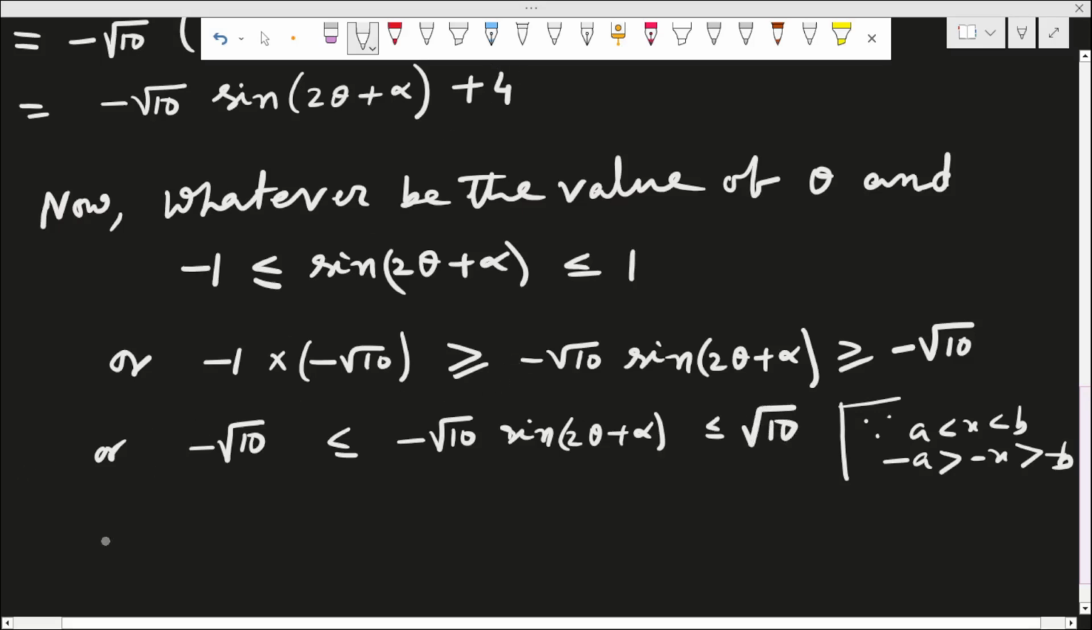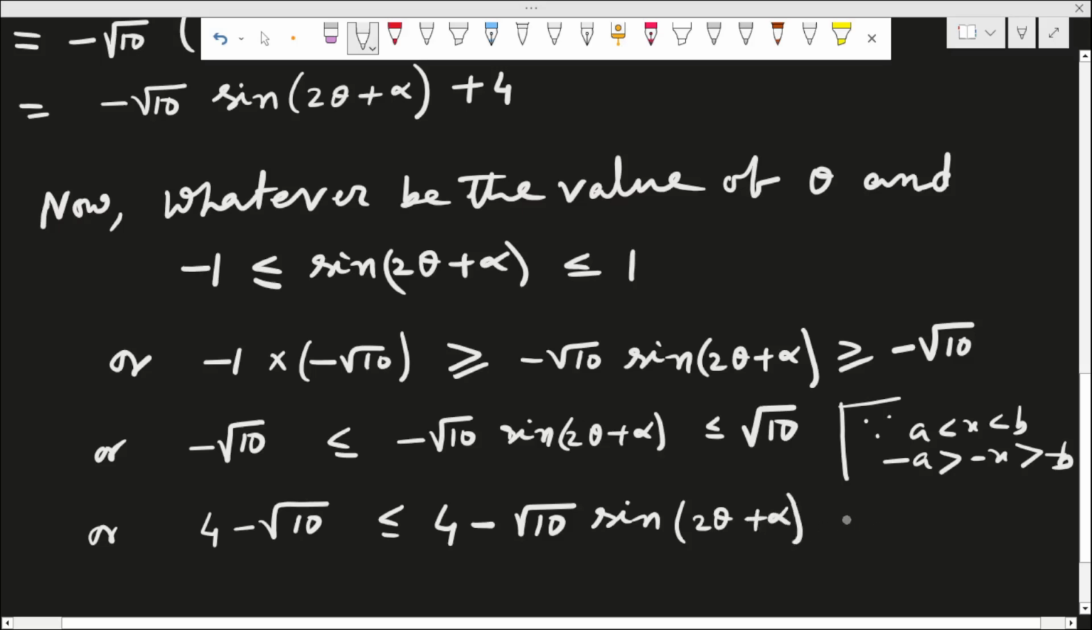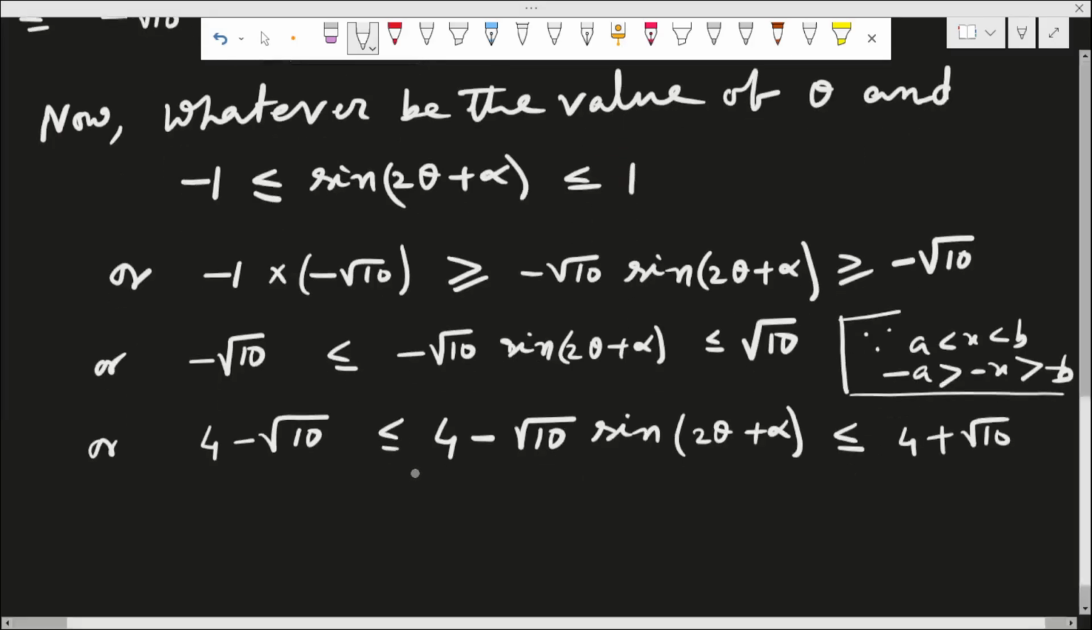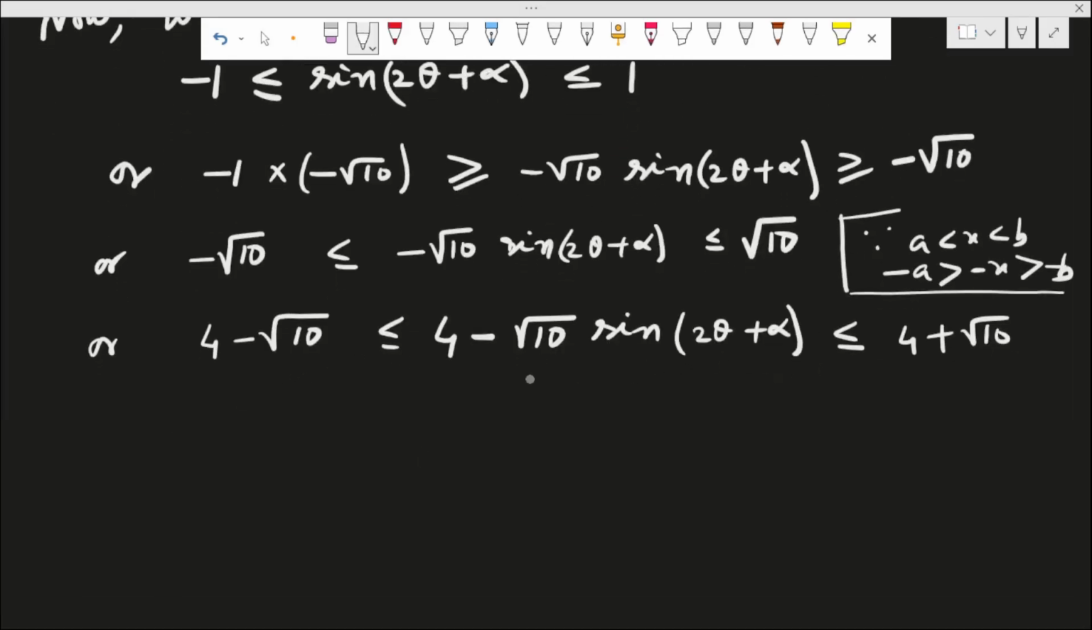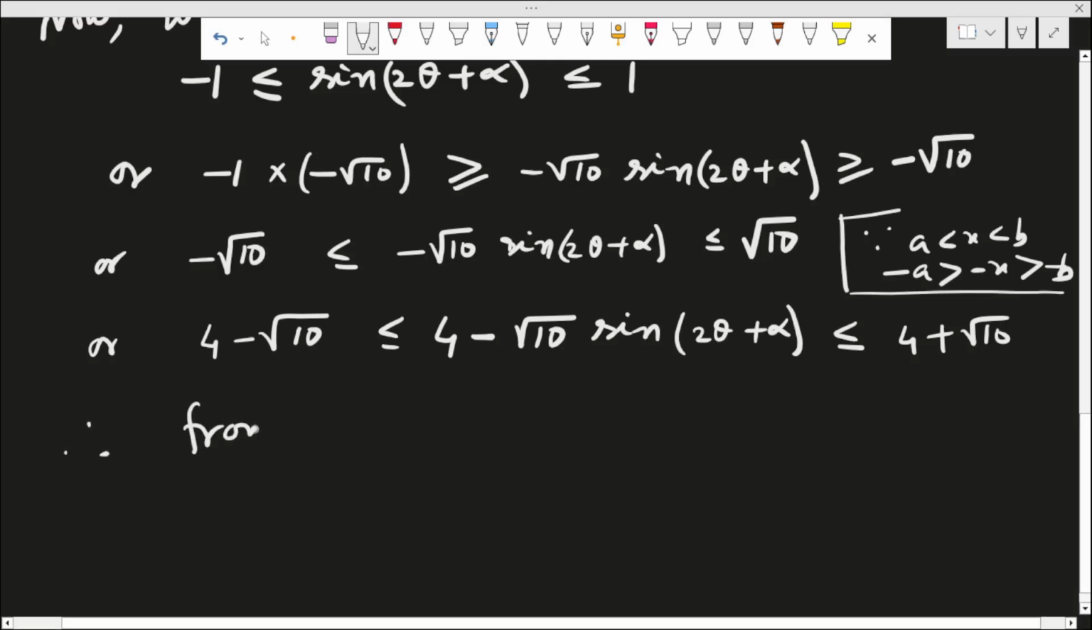Now here is 4. So adding 4 to each term. From the last inequality, the value of this expression is at least 4 minus root 10.